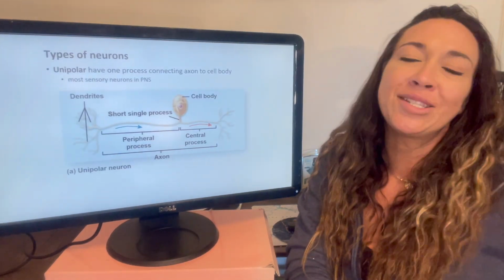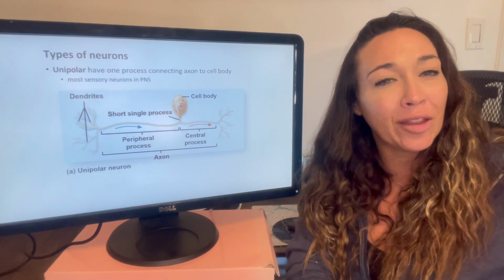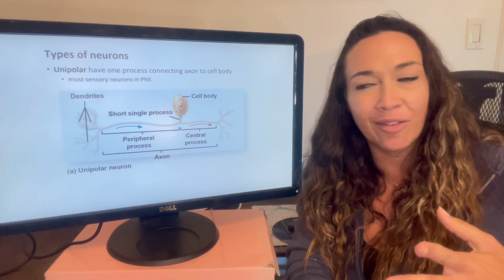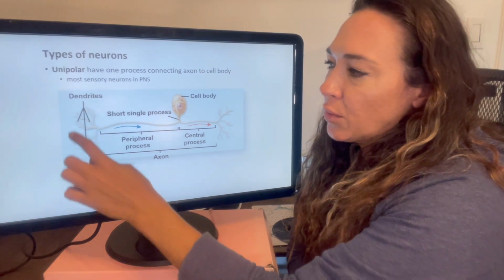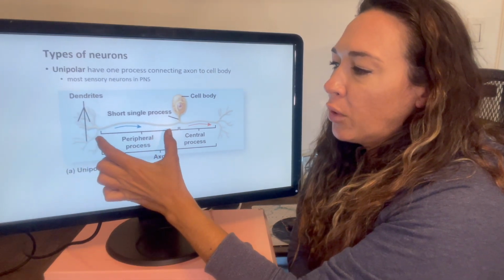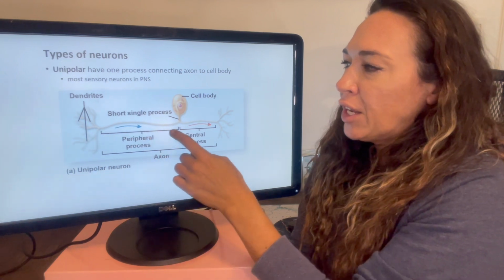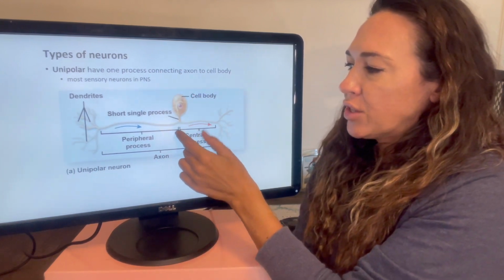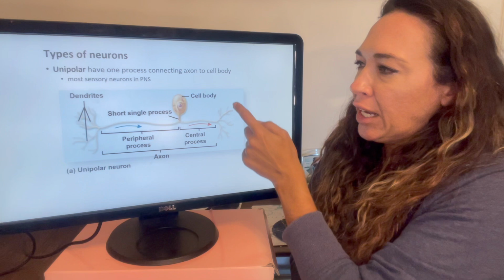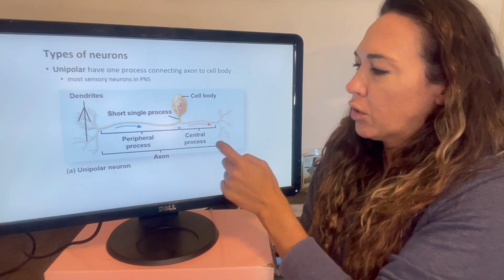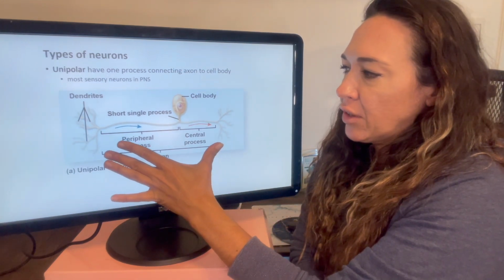All right, so let's talk about the different types of neurons. Remember how I said they always have one axon, but sometimes they have more. You've got your dendrites right here. You've got your peripheral process, leading to your cell body, and then you've got your central process, leading to these little terminal boutons over here, the synapse. This whole thing is considered the axon.